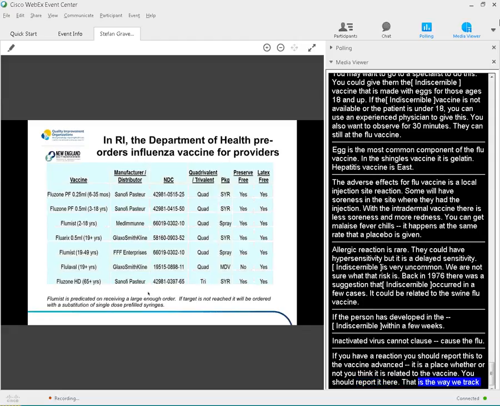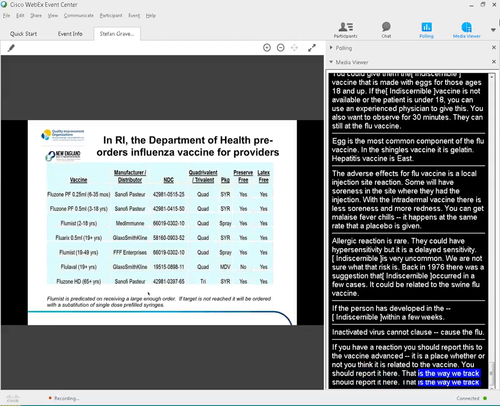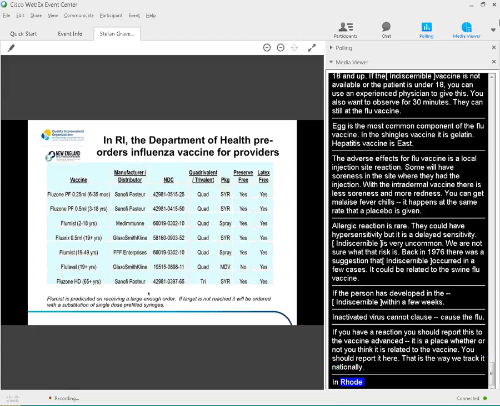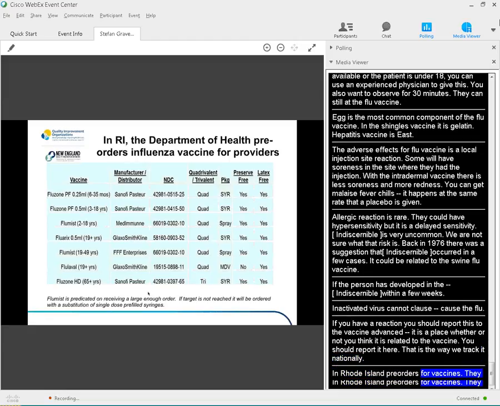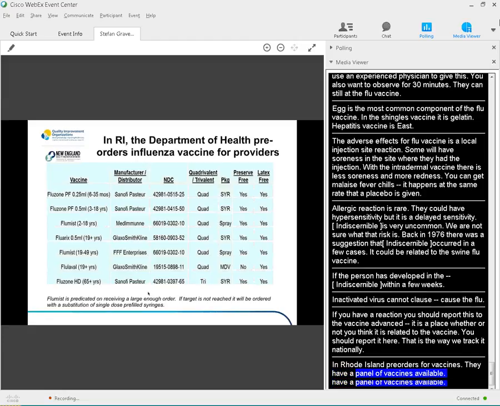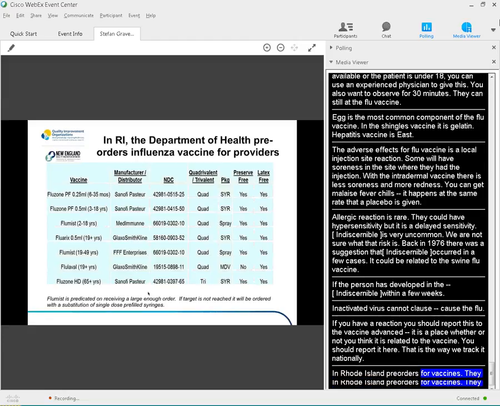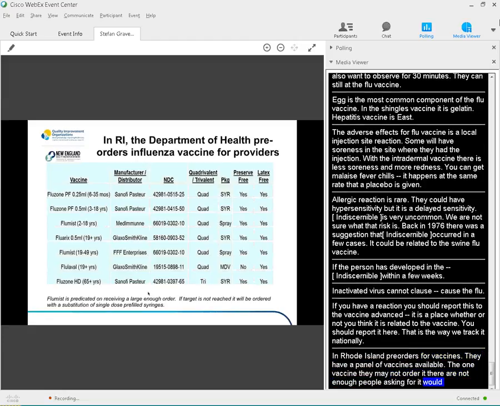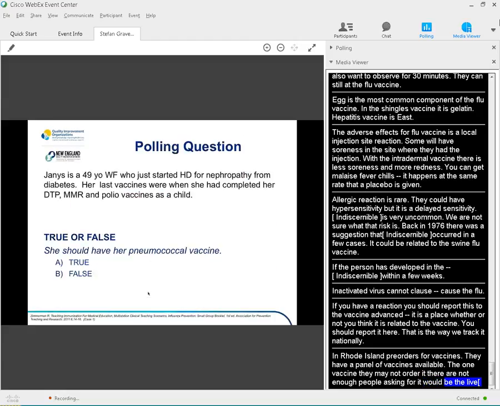In Rhode Island, the Department of Health pre-orders flu vaccines for providers, and you can see they have a panel of different vaccines available. The one vaccine that they might not order, if there aren't enough people asking for it from the state, would be the FluMist, the live attenuated vaccine. They have to hit a threshold number of orders before they'll get it, I think because they get it at a discount.